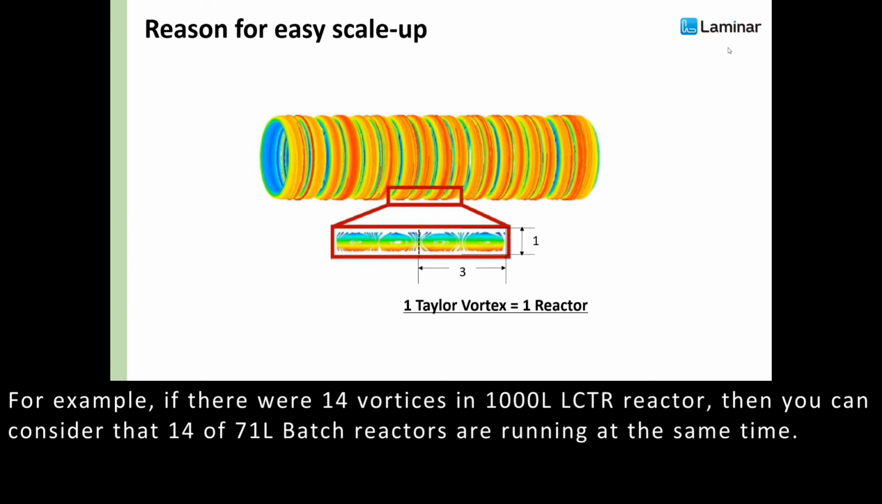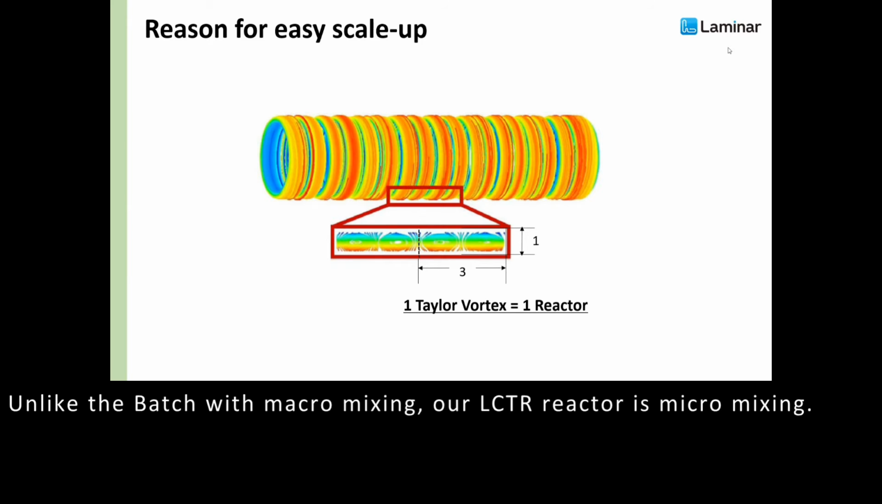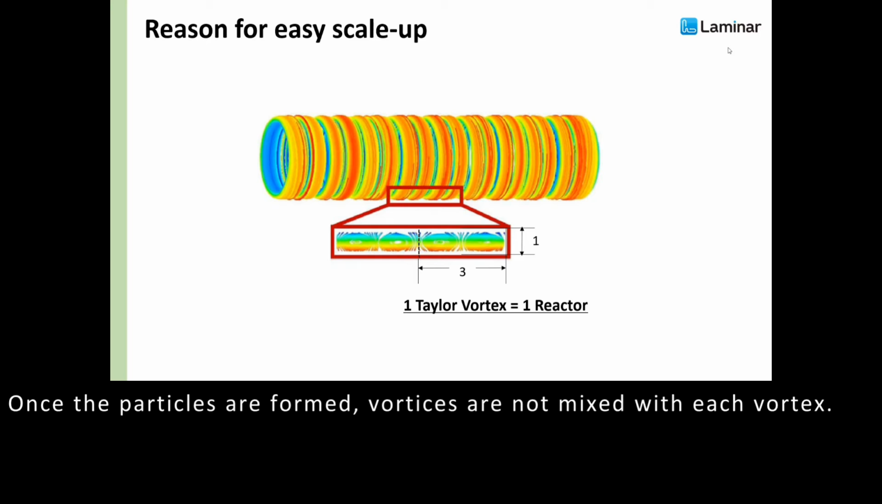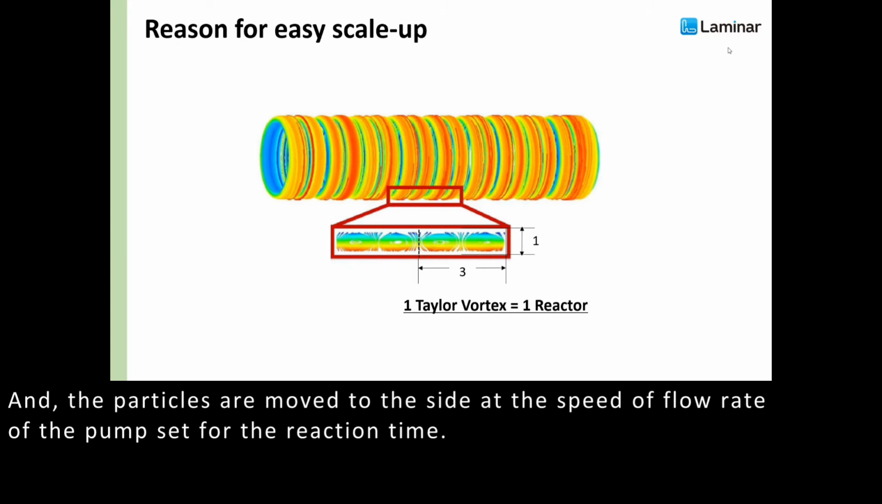For example, if there are 14 vortices in a 1000 liter LCTR reactor, then you can consider that 14 of 71 liter batch reactors are running at the same time. Unlike the batch with the macro mixing, our LCTR reactor is micro mixing. Once the particles are formed, each vortex is not mixed with other vortices, and the particles are moved to the side at the flow rate of the pump set for the reaction time.